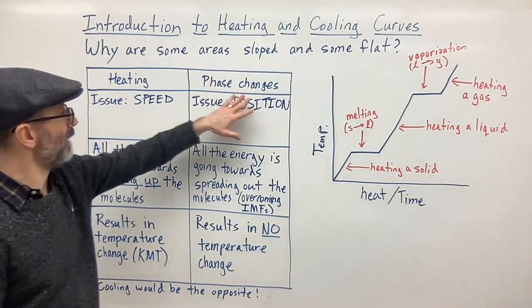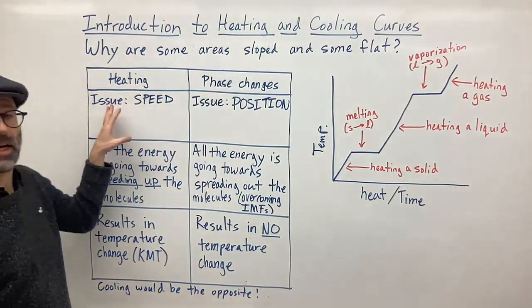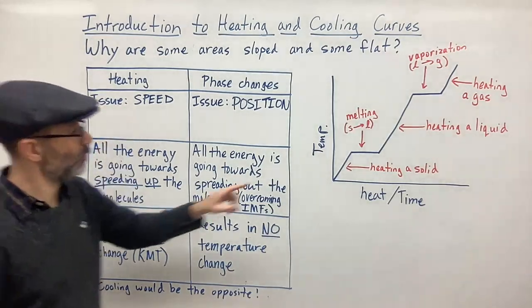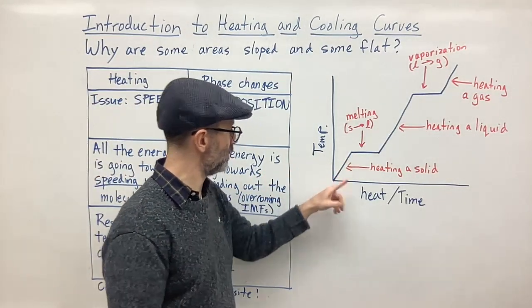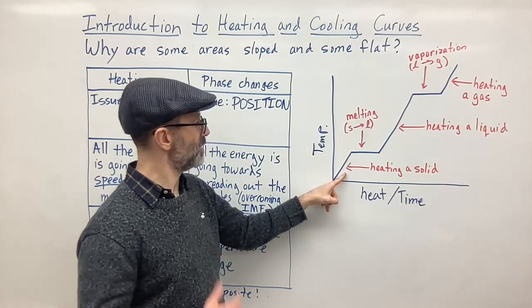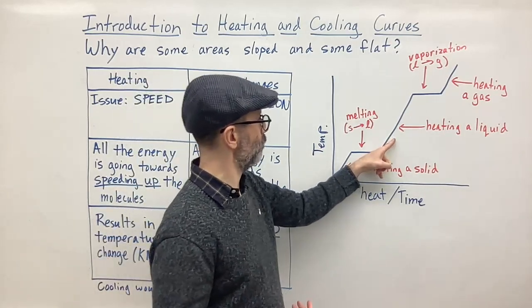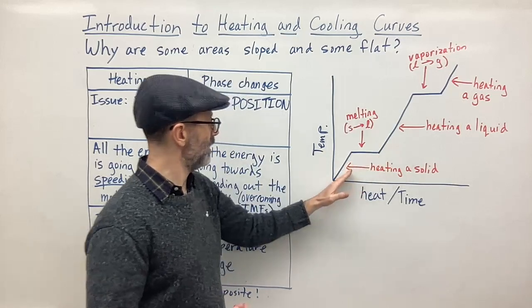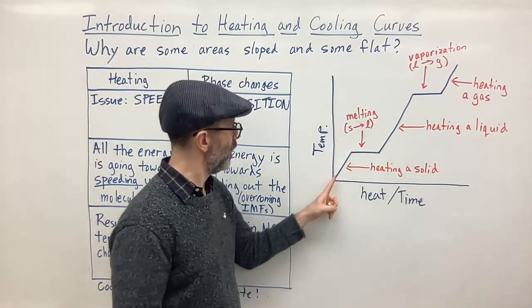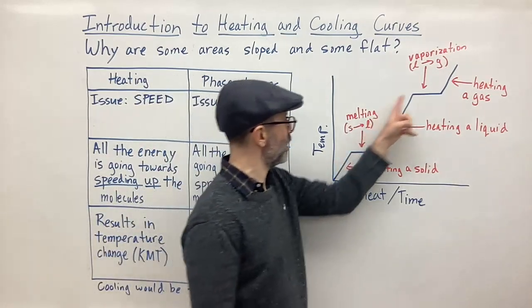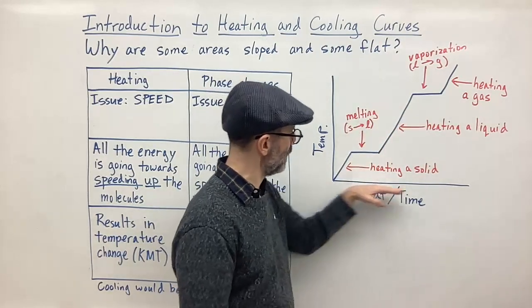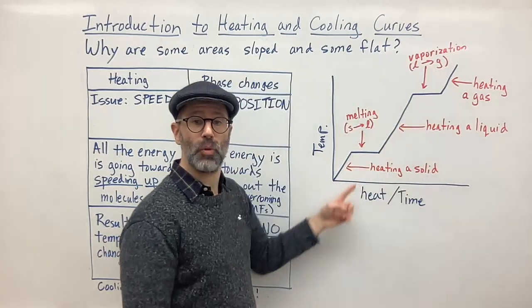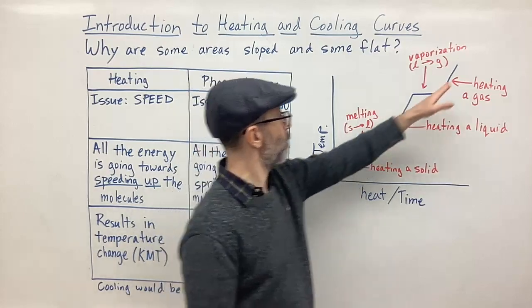So what happens during the phase changes? During the heating of the substances, we're talking about these sloped lines. Here I'm heating the solid. Here I'm heating the liquid. Here I'm heating the gas. When I'm heating these substances in these areas, the temperature is increasing. So in these areas, the energy that's being added is going towards speeding up the molecules.